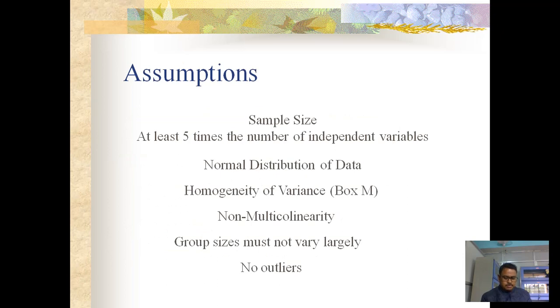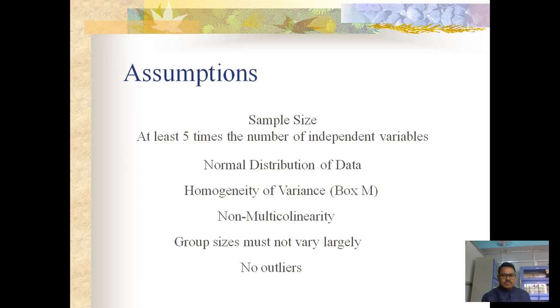So prior to performing a linear discriminant analysis, there are several assumptions, like any other multivariate test. First is to verify the sample size. It says that we have to have an appropriate or adequate sample size, and this can be determined by having at least 5 times the number of independent variables.